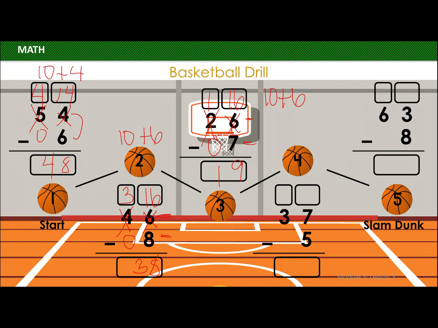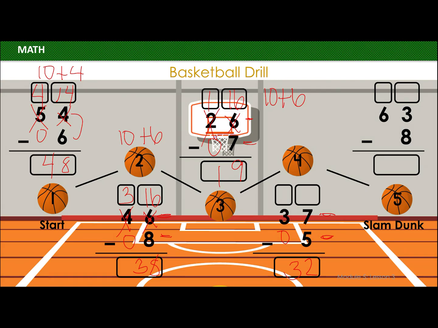37 minus 5. Let's look at my ones first. This one, my 7 is actually bigger than my 5. So do I have to do any regrouping? No, because I can take 5 away from 7. And when I do that, I'm left with 2 because 7 minus 5 is 2. And 3 minus 0 is 3, so my answer is 32.